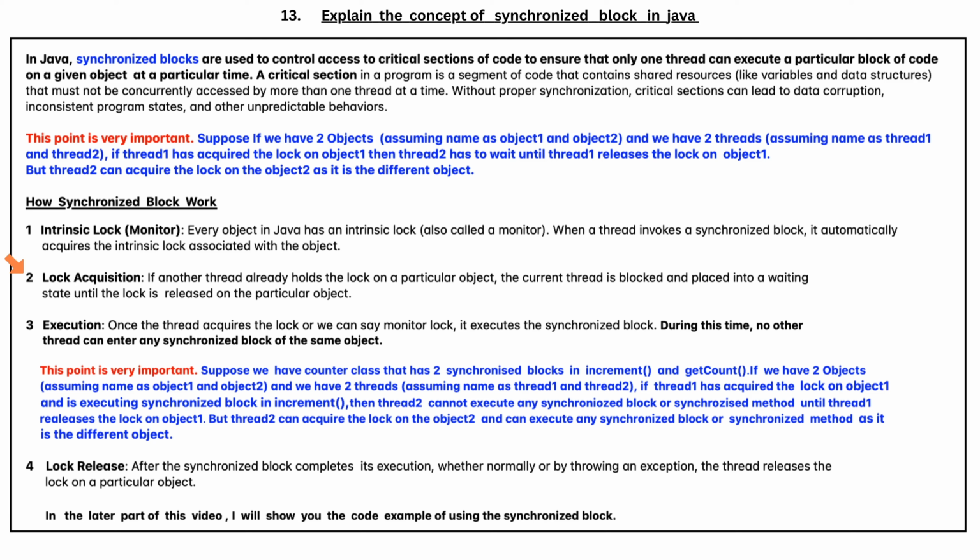Second step is lock acquisition. If another thread already holds the lock on a particular object, the current thread is blocked and placed into a waiting state until the lock is released on that object. Step 3 is execution. Once the thread acquires the lock, or monitor lock, it executes the synchronized block. During this time, no other thread can enter any synchronized block of the same object.